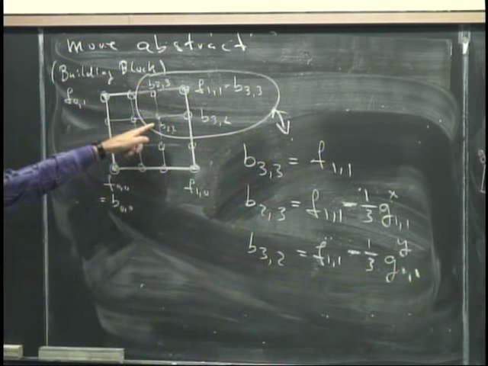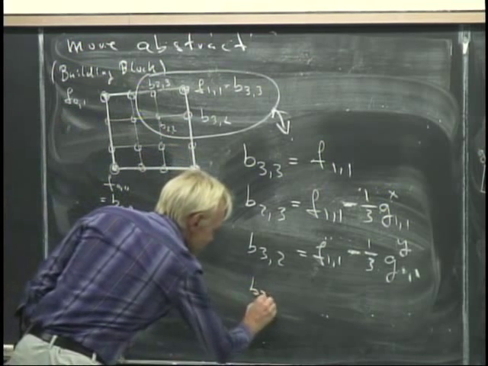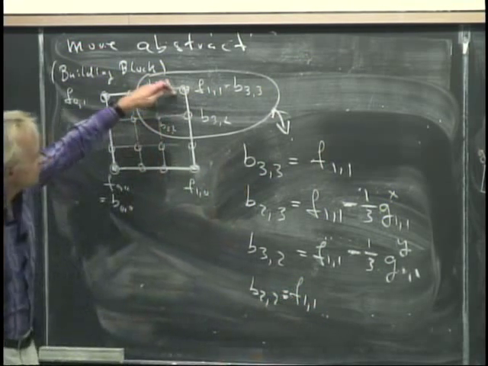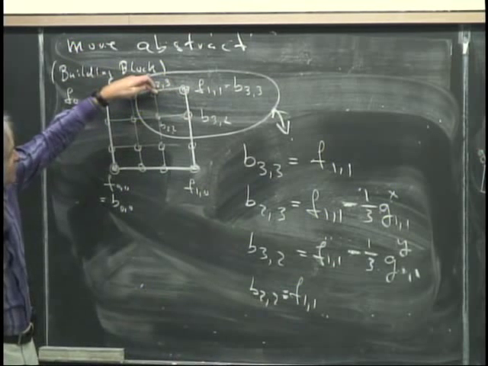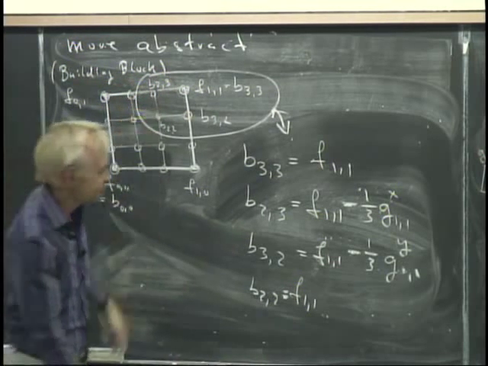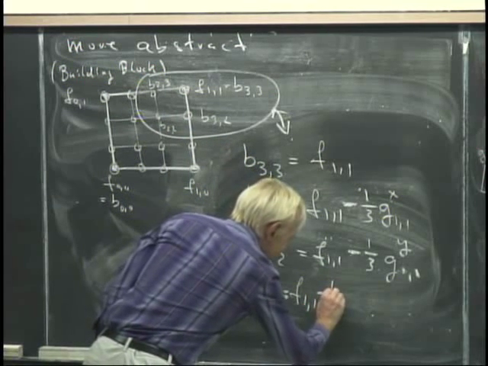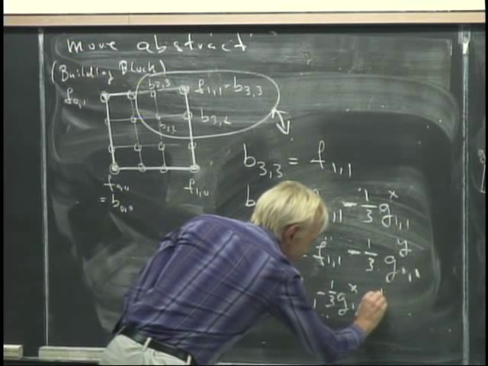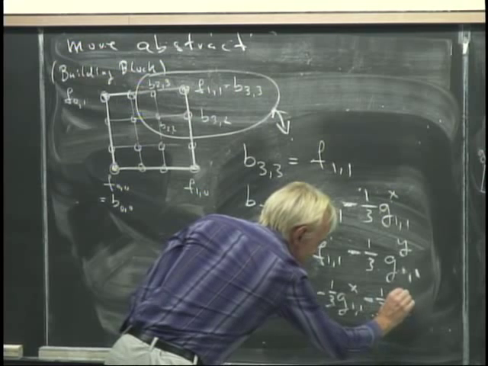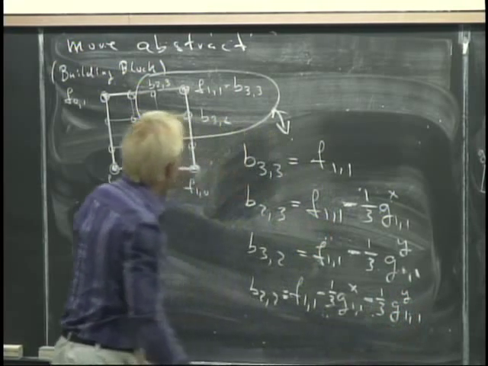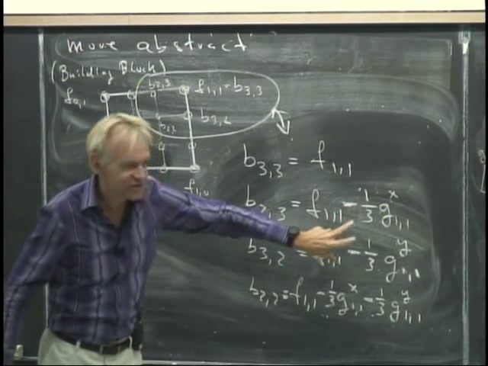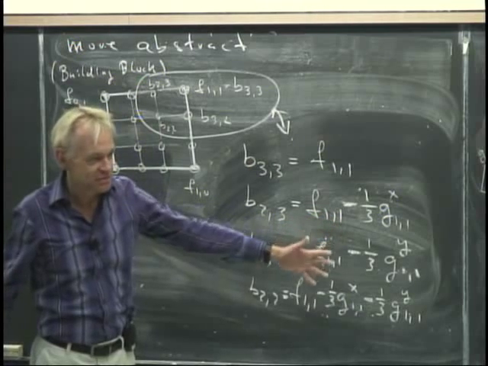And now this is the only tricky guy. Is it tricky? No, not really. It's just the same pattern. And then you have B22 equals the upper right value, F11, minus 1/3 of the gradient in x at that location, 1, 1, minus 1/3 of the gradient in y at 1, 1. Okay? And the other four corners follow similarly by just playing the proper game with the alternating sign. Minus, plus, plus, minus. Okay?